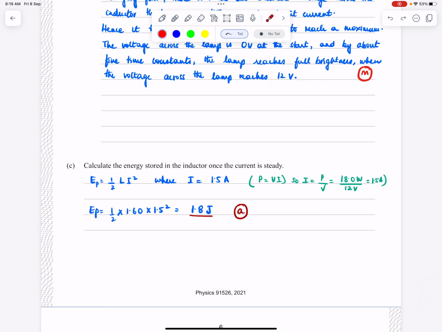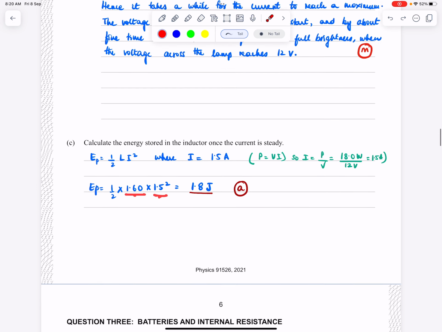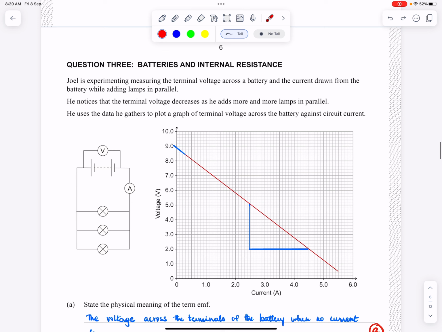What's the energy stored in the inductor once the current is steady? For this, you need to know the maximum current, which we found in part A. If you did not, this is how you get your maximum current using P equals V times I, and you get the I. And so E_P is half L I squared, so this is your L, that's your I squared, and you get the answer. Moving on, next one is batteries and internal resistance.